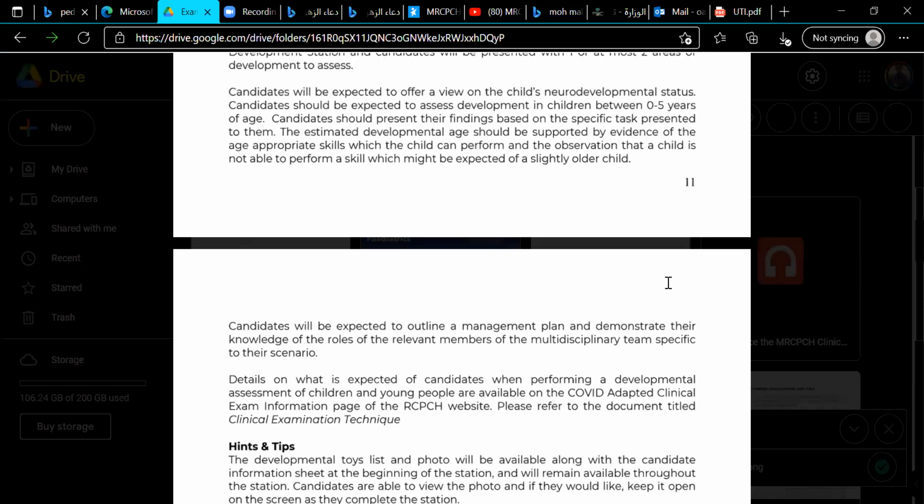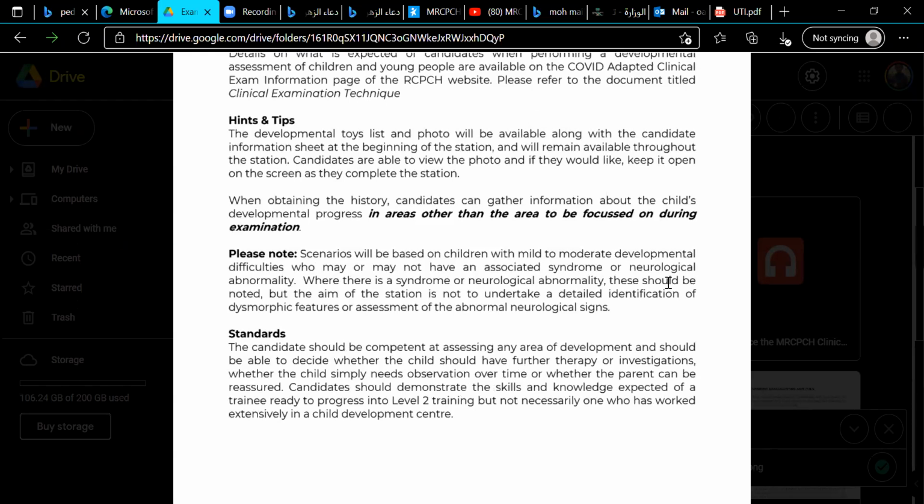So the candidate should be competent at assessing any area of development and should be able to decide whether the child should have further therapy or investigation, whether the child simply needs observation over time, or whether the parent can be reassured. So with the management, it is either reassurance or escalation and referral. Candidates should demonstrate the skills and knowledge expected of a trainee ready to progress into level 2 training, but not necessarily one who has worked extensively in the child development center.